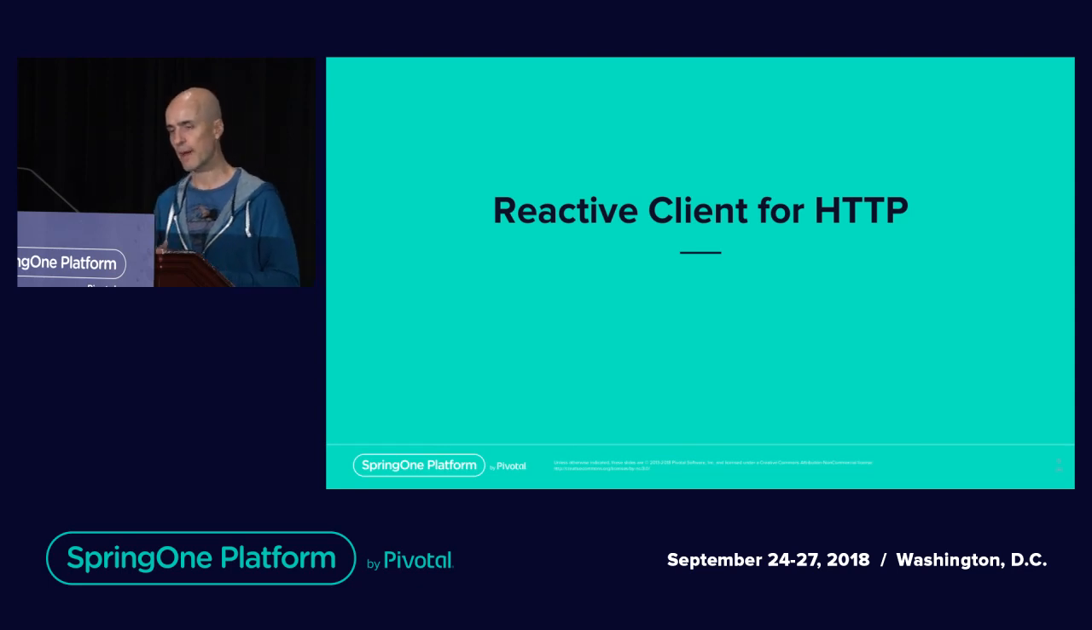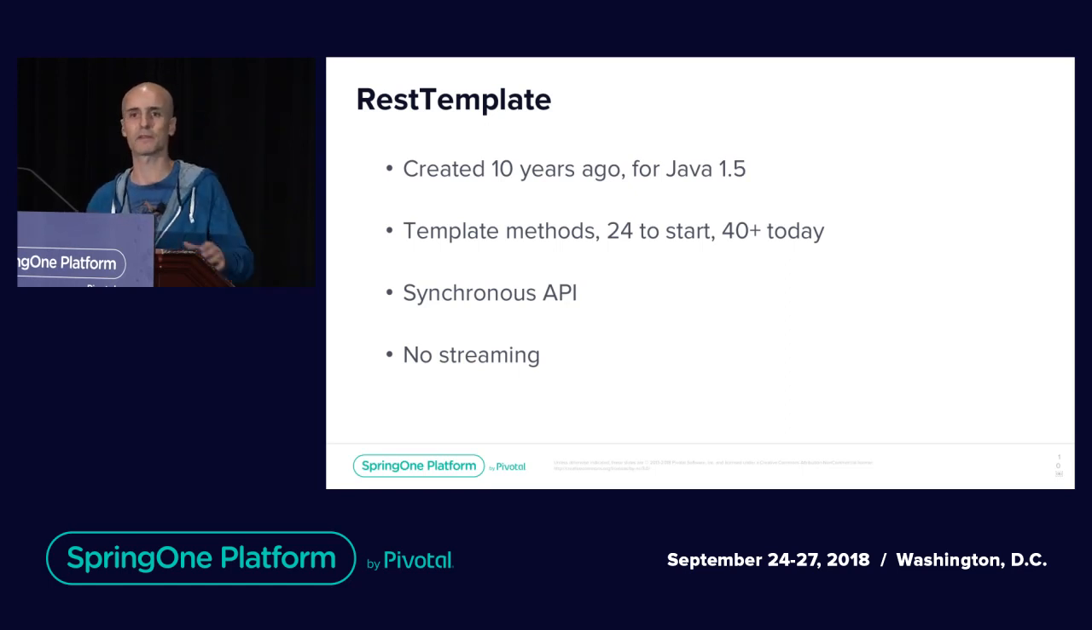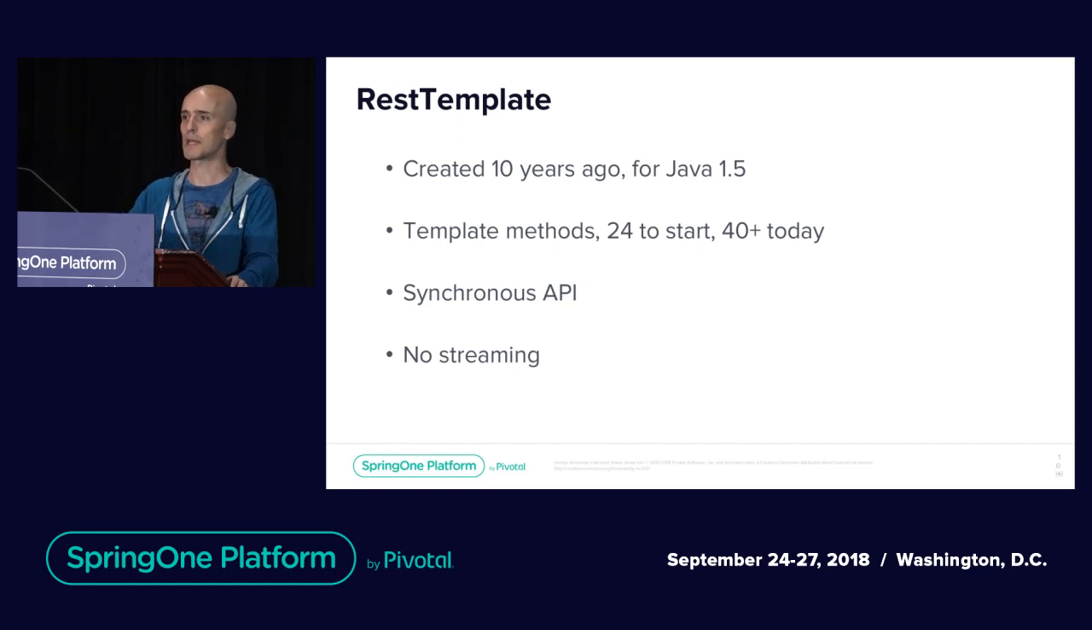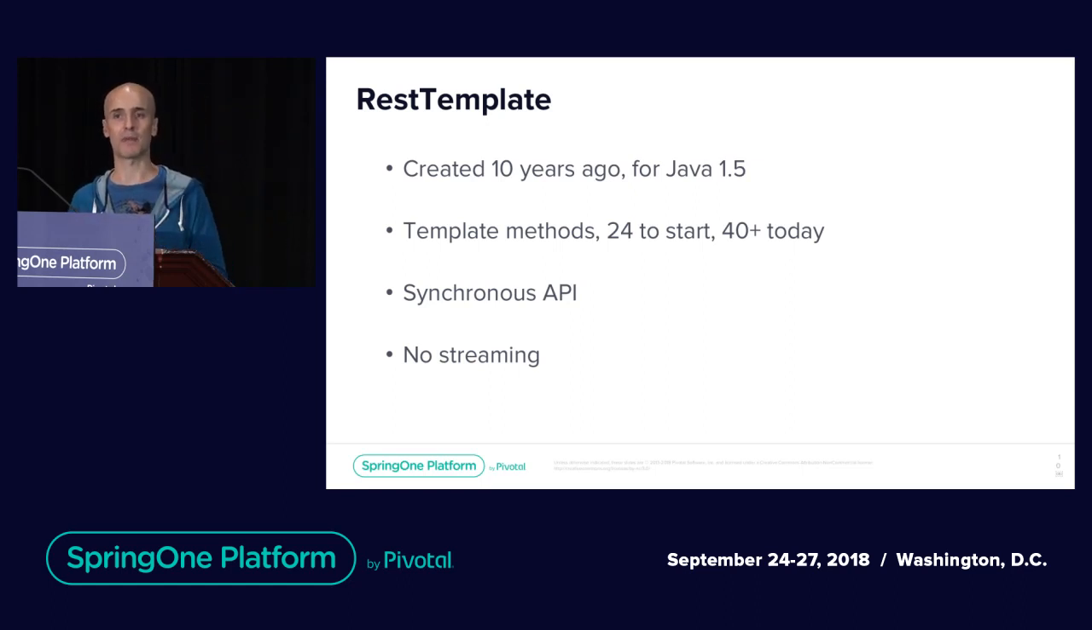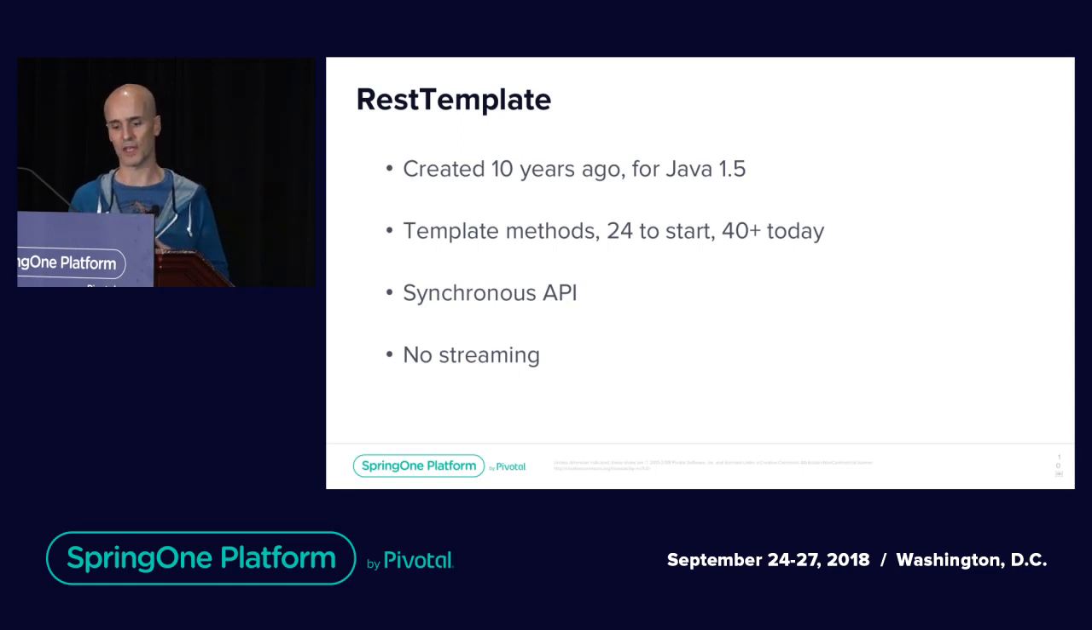So the first thing I want to talk about is a reactive client for making HTTP requests. How many of you here have used the RestTemplate? Everybody, yes. So RestTemplate, we've had it for a very long time. It was created 10 years ago for Java 1.5, and it's very widely used for making HTTP calls. It's a simple API based on template methods. So you get a one-liner to make a call, these kind of recipes for making HTTP GET, HTTP POST.